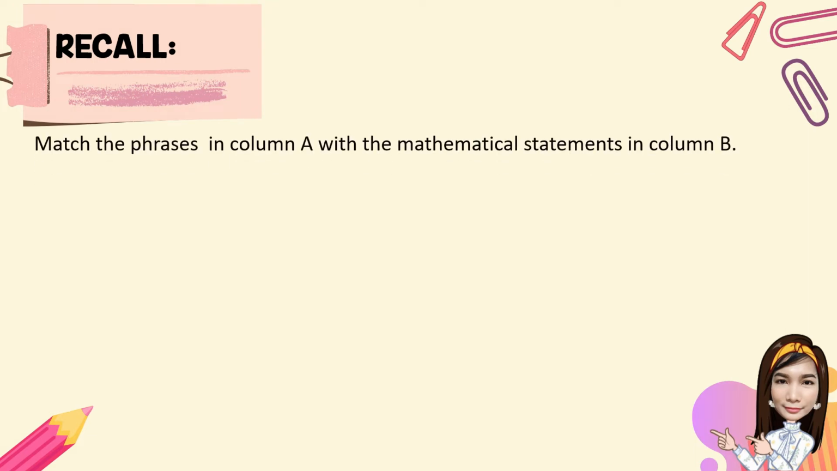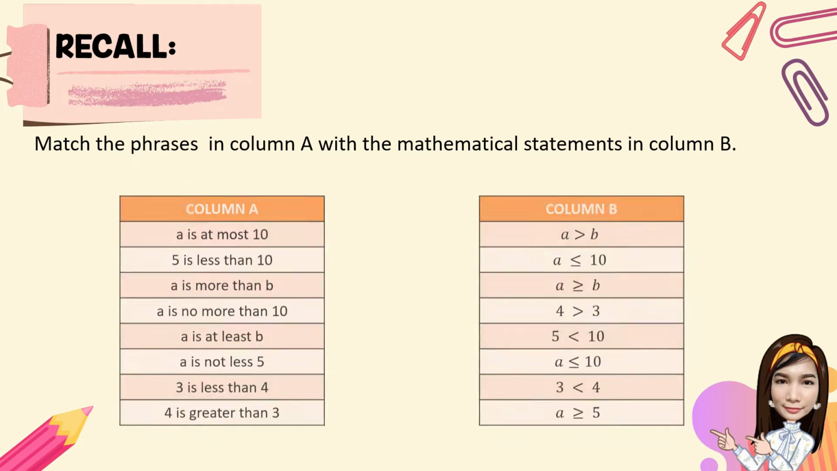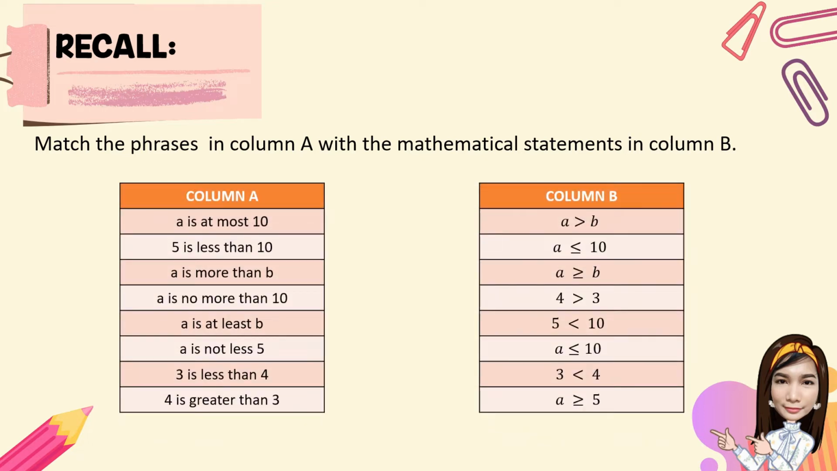Another activity: match the phrases in column A with the mathematical statements in column B. First, we have "a is at most 10." That can be written as a is less than or equal to 10. When we say at most, 10 is the highest. Therefore, the values of a are 10, 9, 8, 7, and so on.